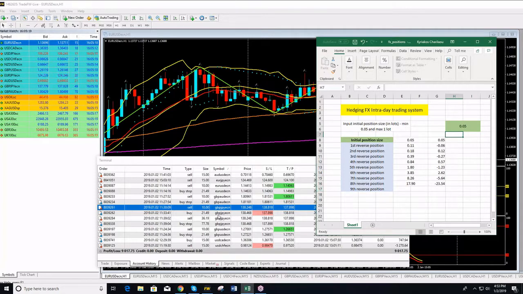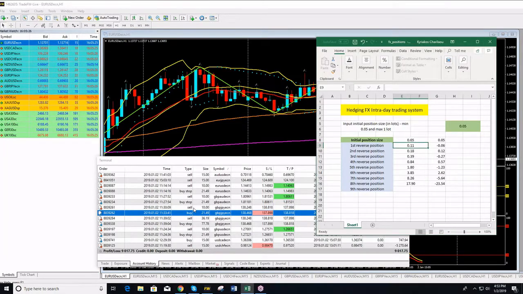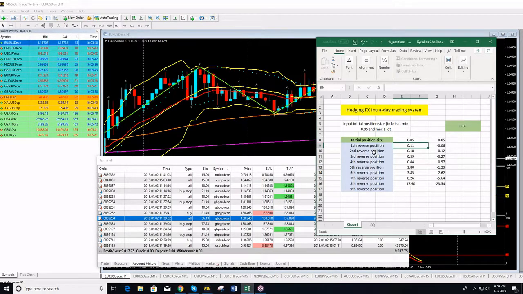Whenever I say reverse to long, it means that you need to open a second position long here. That's my first reversal because it's the first time we reversed. But if your initial position size is 0.05, the first reverse position should be of a size of 0.11. If I say reverse to short again, that's the second time we reverse. It means that your second reversal position size should be 0.18. Okay? Is it clear, guys, how the hedging system works?